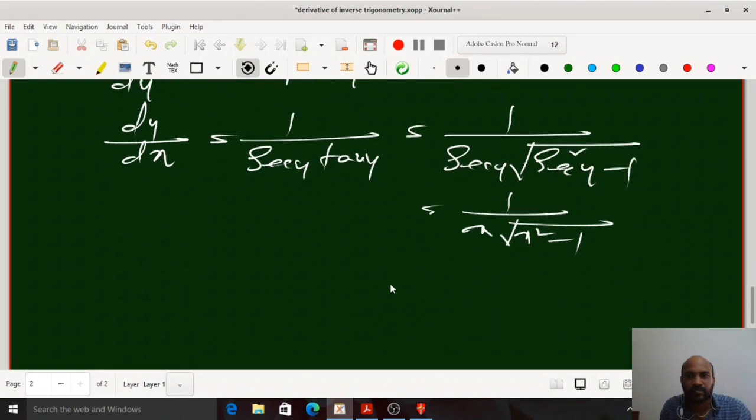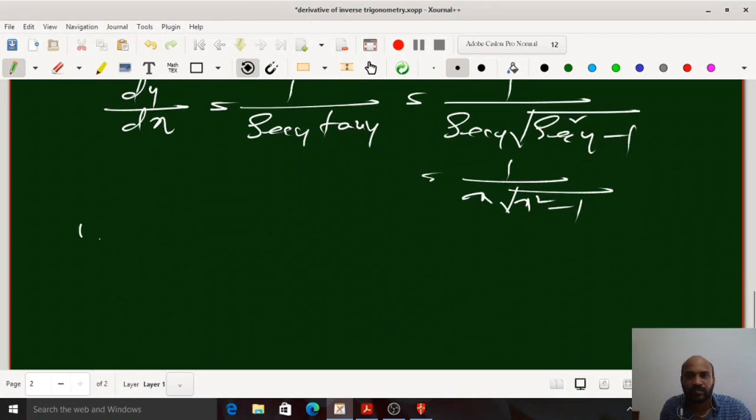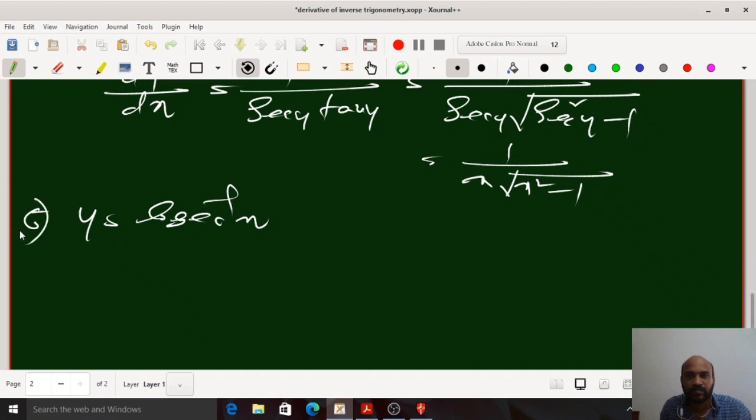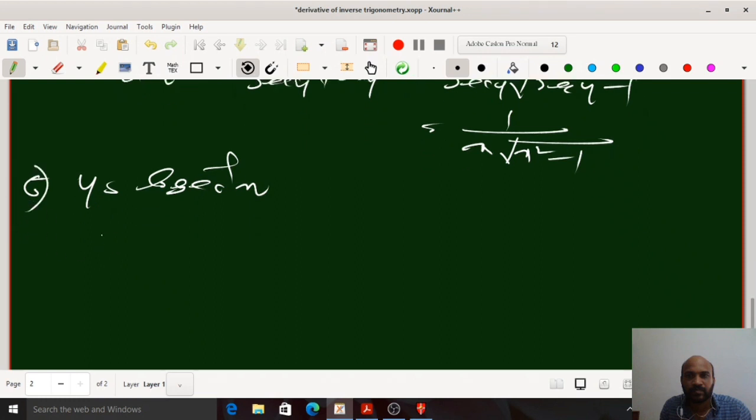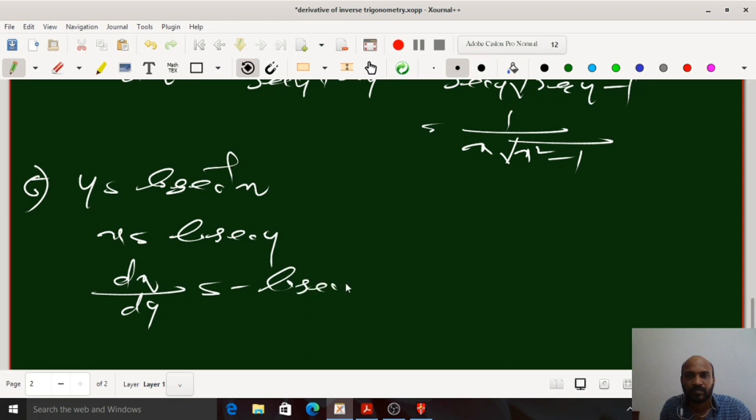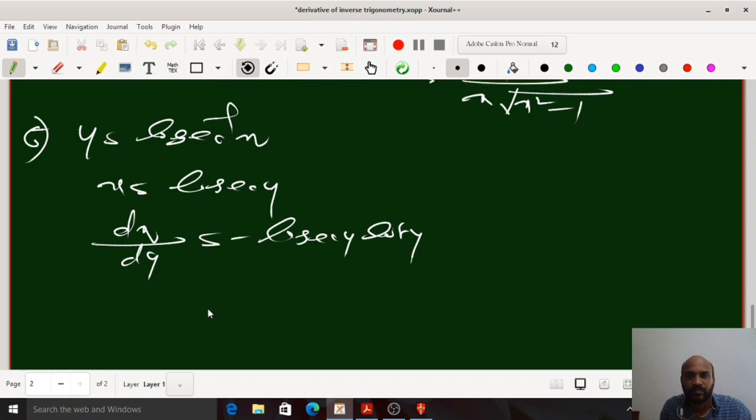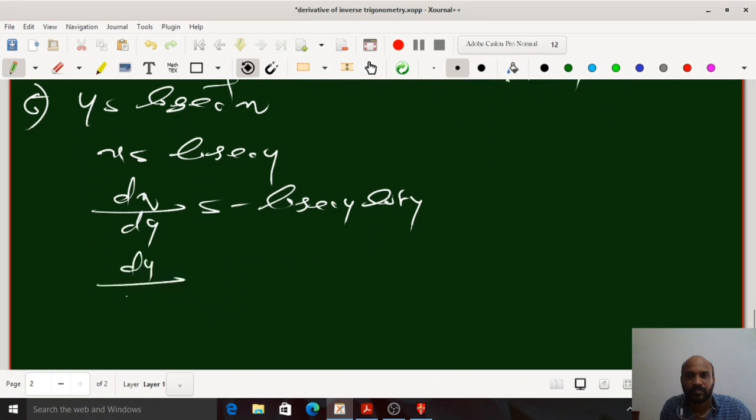Now at last we have to find the derivative of y equal to cosec inverse of x. That is our sixth formula. If y equals cosec inverse of x, then x equals cosec y. So differentiating with respect to y, the derivative of cosec y with respect to y is minus cosec y into cot y. Now take the reciprocal on both sides. So we get dy by dx.